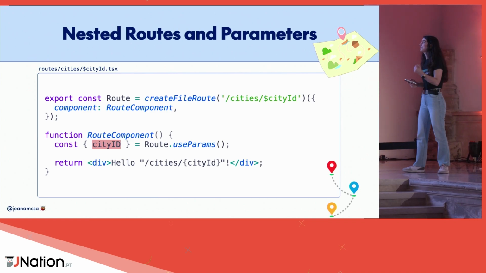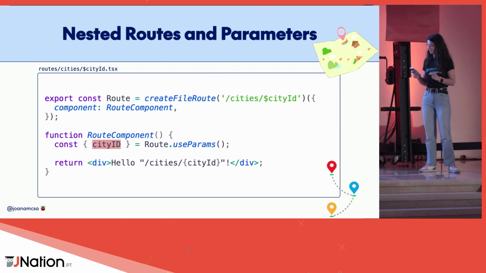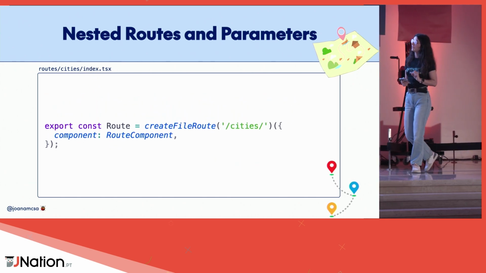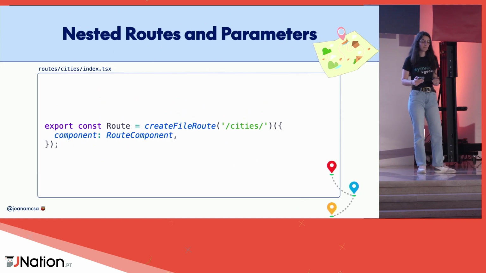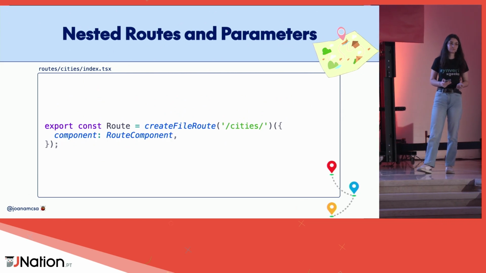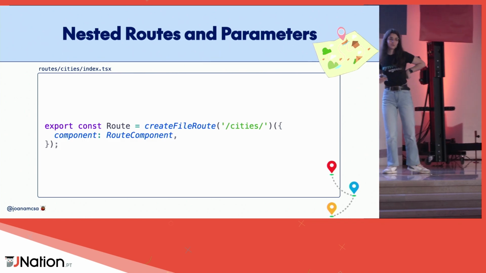Okay, but let's say that this file is a list of cities. Let's go back a little bit. If we want to paginate it, how can we do that easily? Do you have any idea? If you were in Attila's talk, you would know.